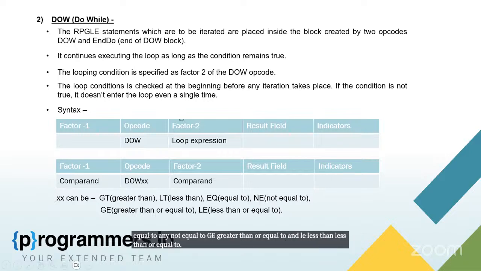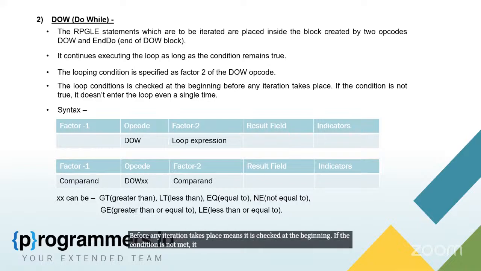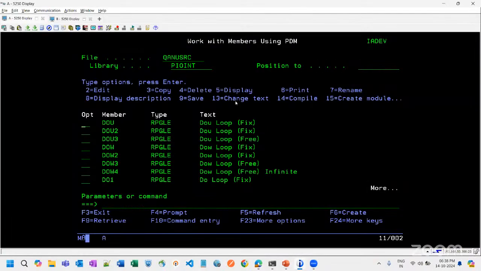And this do while loop is known as the entry control loop, because the looping condition is checked before any iteration takes place. Means it is checked at the beginning. If the condition is not met, it won't enter into the loop even for a single time, and the control will be passed to the statements following the end do opcode. Now the example of the do while opcode.